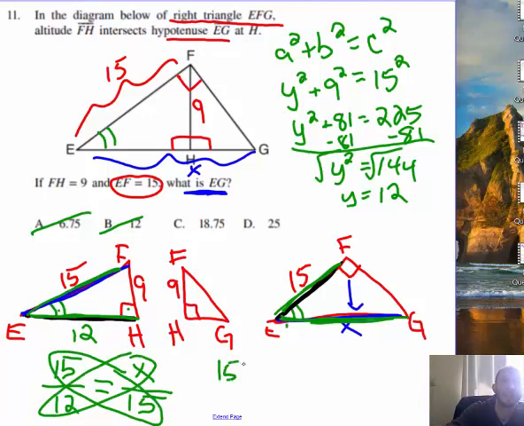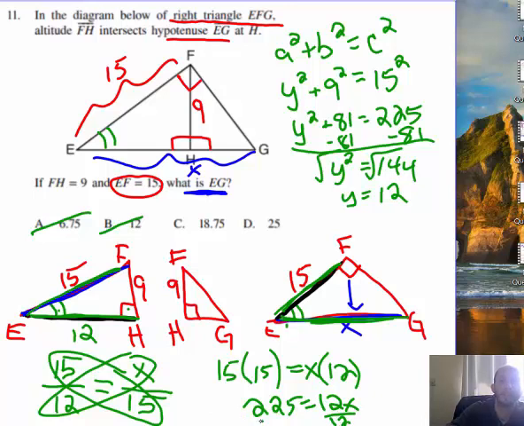15 times 15 equals x times 12. So I get 225 equals 12x. Divide by 12 and I should have my answer. 225 divided by 12 is 18.75. Pretty rough one. I actually thought about taking that off your test just so you could have one of the more traditional ones, but that's what the Regents does to you sometimes.